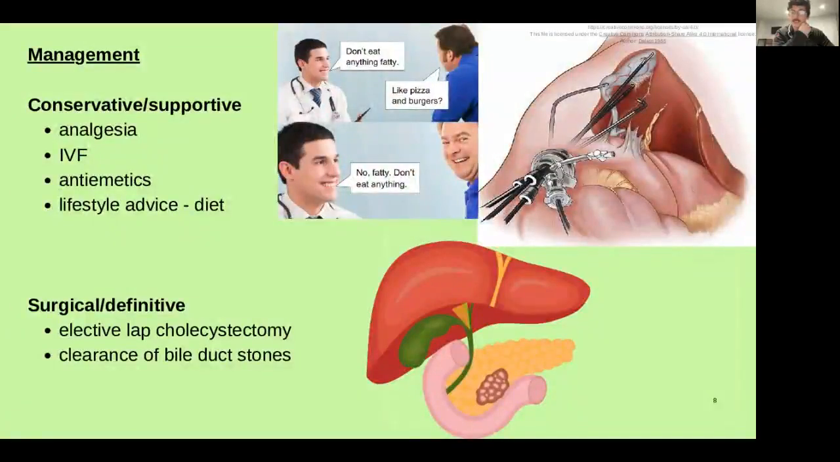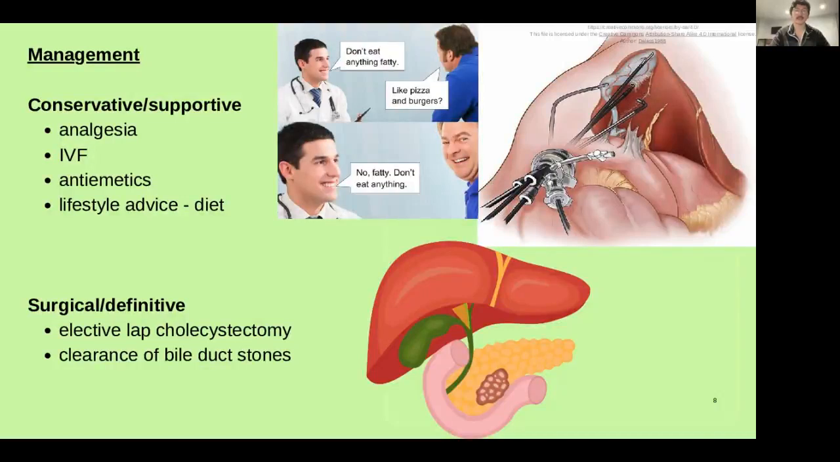Okay, management is basically conservative in the acute phase. So just treating the pain, simple things like IV fluids, analgesia, antiemetics, and giving them some lifestyle advice, so avoiding fatty foods. And that's another good tip in OSCEs as well. If you're asked about the management, stratify things in terms of conservative and supportive treatments first, and then some more definitive treatments. The definitive treatment will be an elective laparoscopic cholecystectomy, so taking it out, removing the cause. That will typically be done a few weeks down the line.